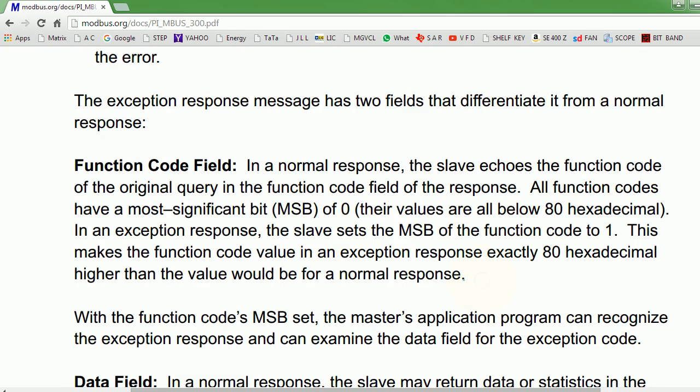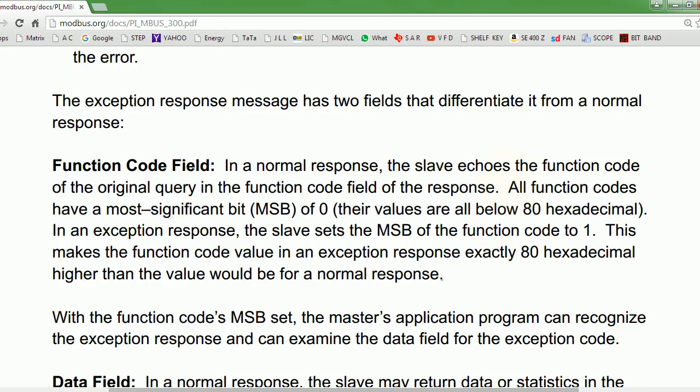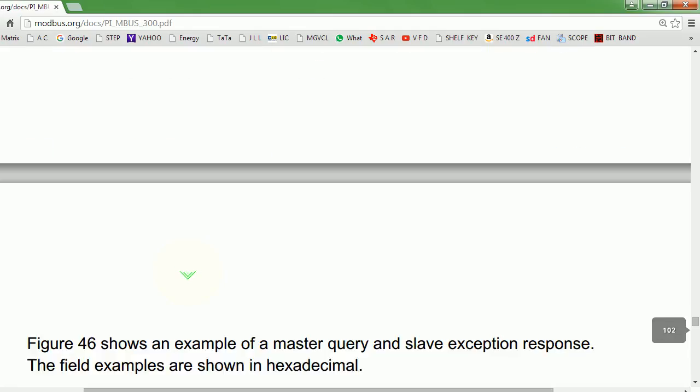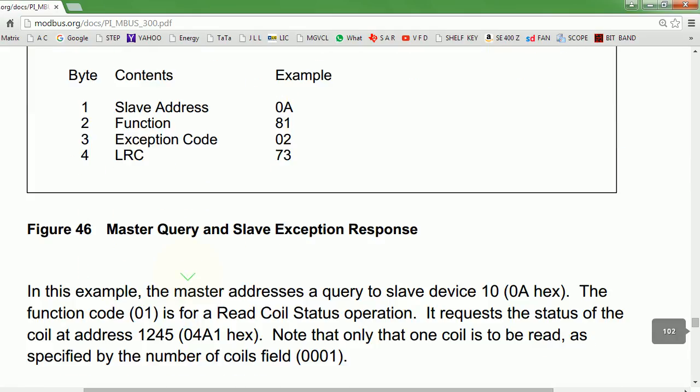So what the Modbus slave, in this case your PLC, does is that it will add 80 to that number. You see that? It will add 80 to that number, which means that you have messed up. So you sent 01 hex, you got 81 in reply, showing that yeah, there's something wrong.